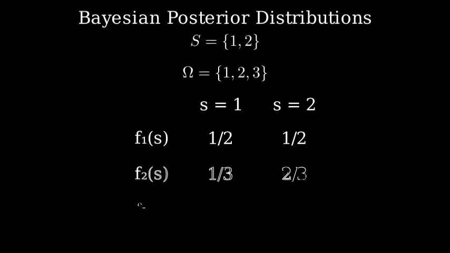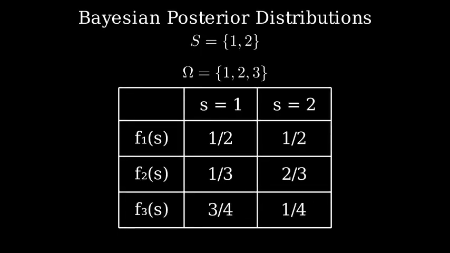Welcome! Today we'll solve a Bayesian inference problem involving posterior distributions for samples of size 2. Let's start with our given information. We have a sample space S consisting of 1 and 2, and a parameter space omega consisting of 1, 2, and 3. Here are our probability distributions for each parameter value.